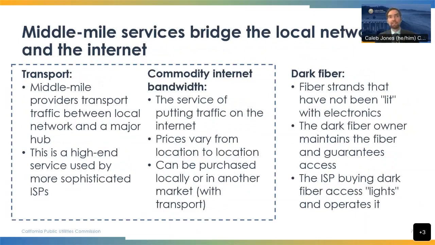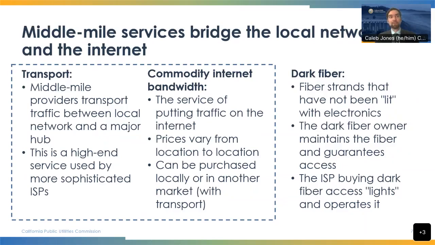These middle mile services can be broken down into two categories: transport and commodity internet bandwidth. Basically, transport is the road that connects your network to the internet backbone. It is the service that connects those two places. Commodity bandwidth is the goods being transported. It's the number of gigabits or terabits of data that you need. The transport is the cost of bringing that internet data from the backbone to your local network.